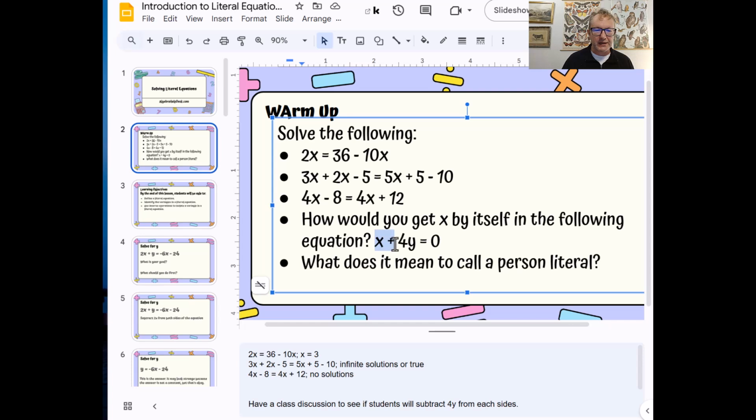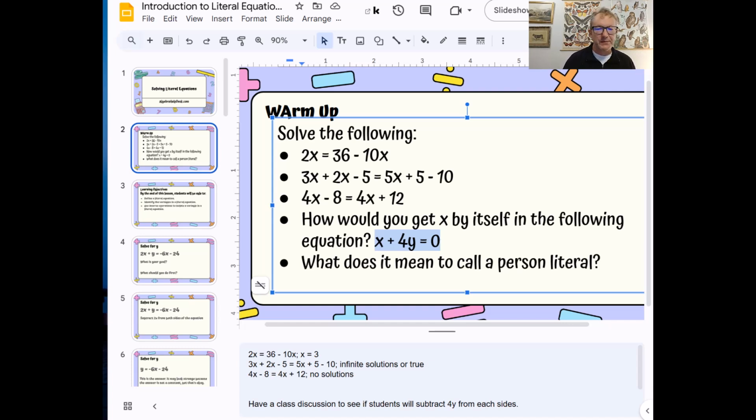What I particularly like about it is there's a discussion question here. How would you go about solving for x with x plus 4y? Hopefully the kids can say, oh, you subtract 4y. If they can get that, they've got literal equations because we solved this for x.